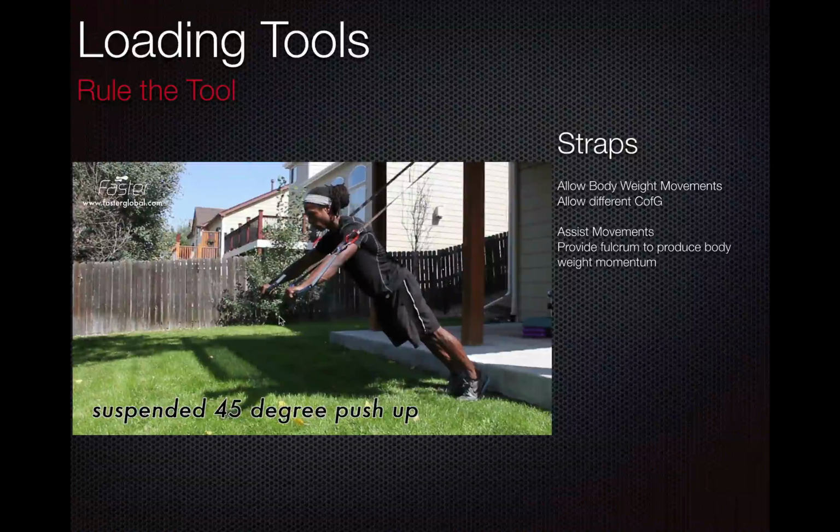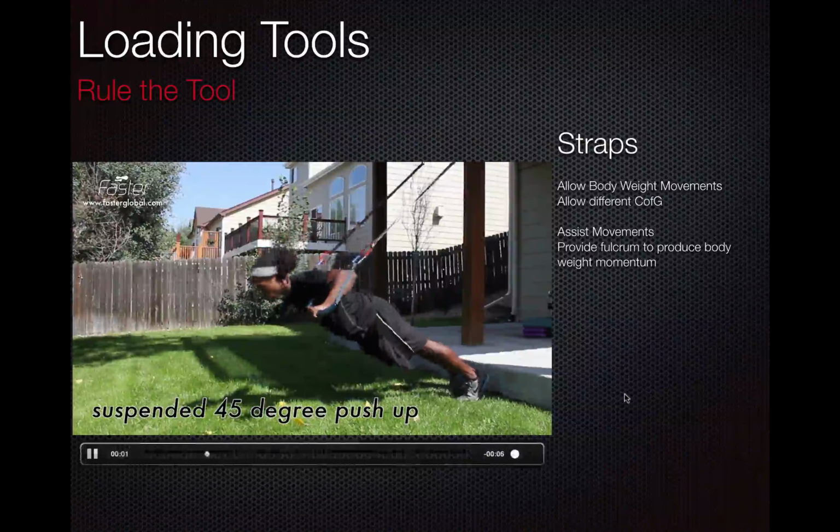Straps, love the straps. Suspension trainers, some people call them, any kind of strap. I like the ones with two pivot points rather than one. They allow for different bodyweight movements, for movements of the center of gravity around, providing momentum and a different fulcrum for the body. They can assist movements, they can resist movements. They're really interesting in the way that they can put the body under pressure.